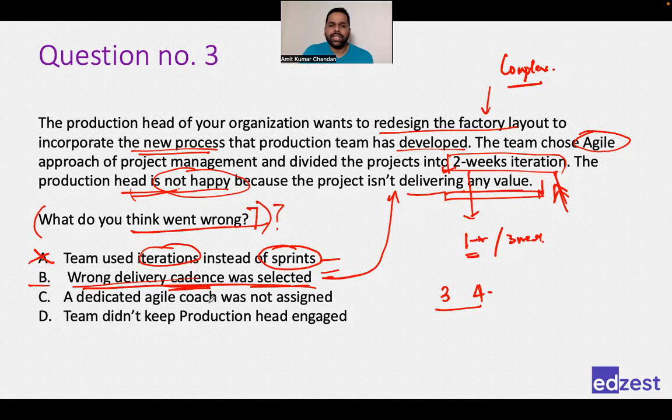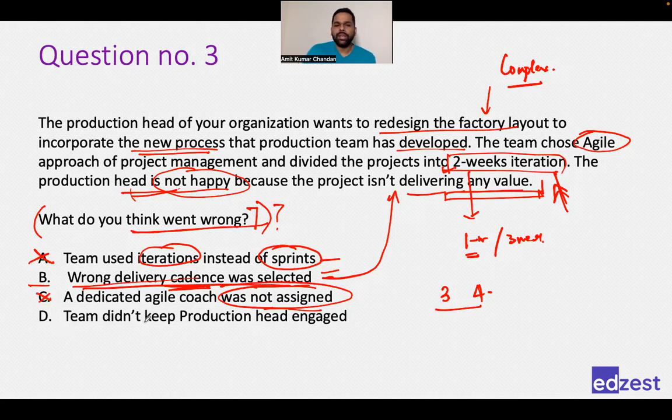Okay, then we go to C. A dedicated agile coach was not assigned. Now, an agile coach would help the team in running agile projects properly. But just because they are not assigned, will it result in not delivering value? No, right? It's not related. It is helpful, but it's not related. So we can eliminate it.